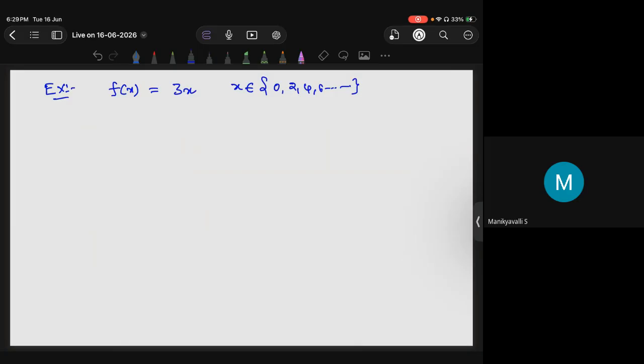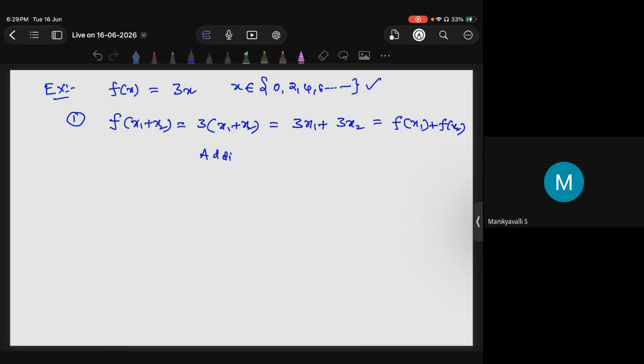Now can you tell me? Let's start with f of x1 plus x2. That takes 3 times x1 plus x2, which is equivalent to 3x1 plus 3x2. So this is equivalent to f of x1 plus f of x2. Irrespective of which number you take from this series, any number, that will be true. Correct? Hence, additivity is satisfied.